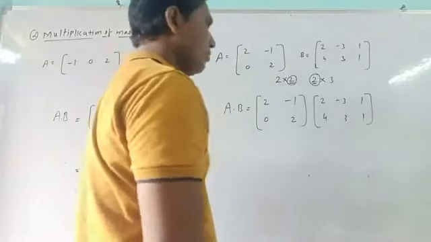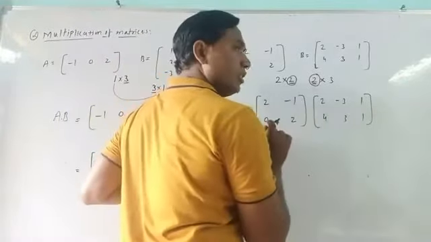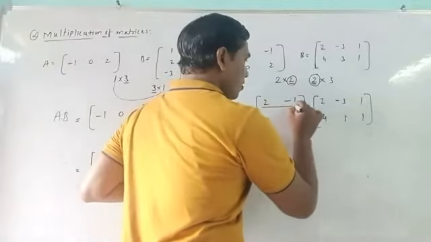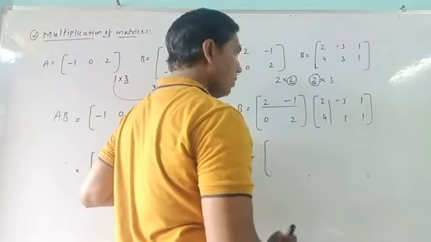So let us multiply them. How to multiply them? It is very simple. There are steps. First row is multiplied with the first column. How to multiply?